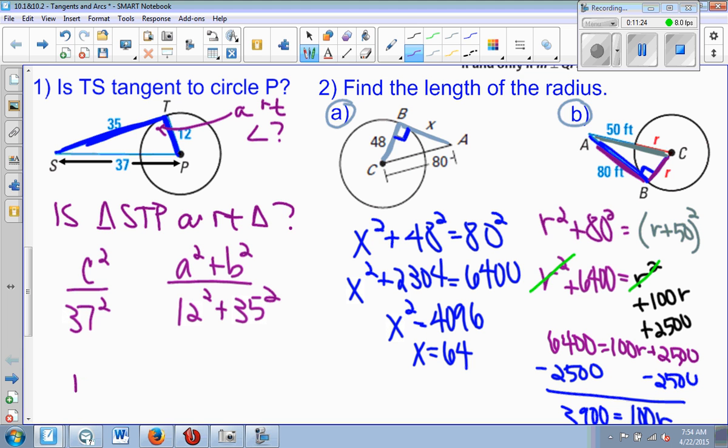37 squared comes out to 1369. If I do 12 squared, I get 144. If I do 35 squared, we get 1225. Adding those together gives me 1369. So since the two columns came out the same, that means that we do have a right triangle. And so in fact, that is a right angle. Since that's a right angle, that means that TS is tangent to circle P.